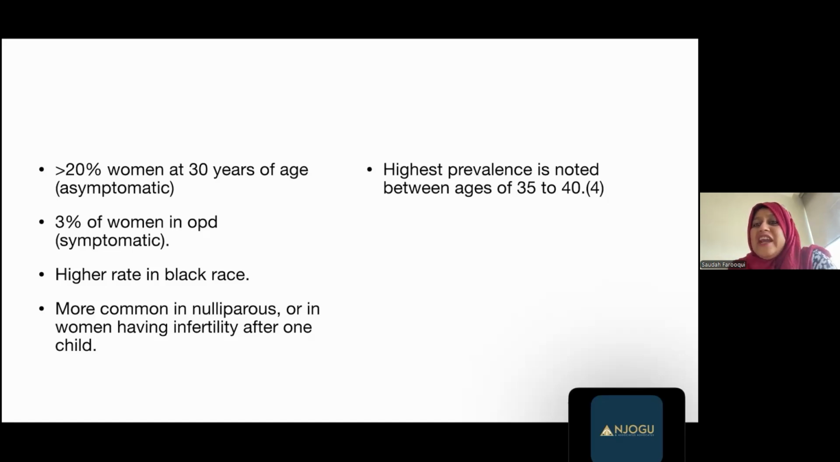Unfortunately, it's a higher rate in the Black race. So the fact that we're in Kenya in itself, we see quite a number of patients with fibroids. And it's more common in nulliparous women or in women having infertility after one child. Nulliparous means you have never had a pregnancy, whether to term or a miscarriage, in your lifetime. The highest prevalence is noted between ages 35 to 40.